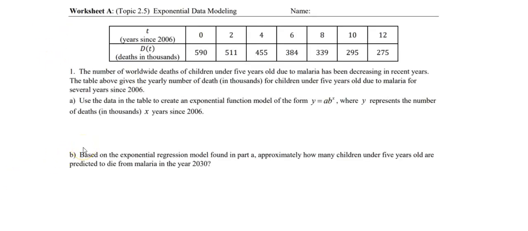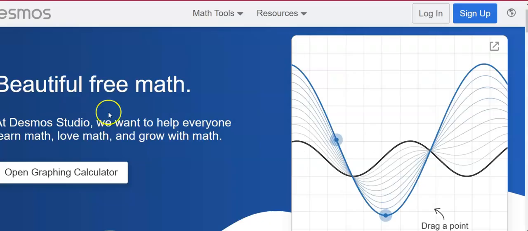First question is about deaths of children from malaria. Not a very lovely topic. And then they give us a table, and in part A, they want us to write an exponential function to represent the data. So I'm just going to hop right into Desmos.